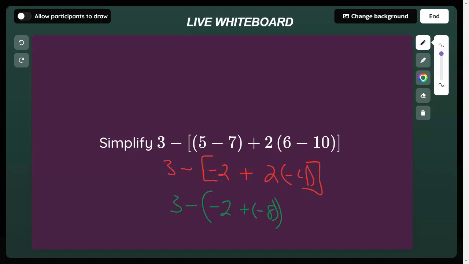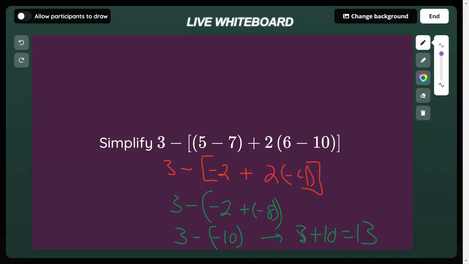All right, now what? I will do negative 8 minus 2. It will be negative 10. So 3 minus, we add these together, so negative 2 plus negative 8 is negative 10. And 3 minus negative 10 becomes 3 plus 10. 3 plus 10 to get 30.